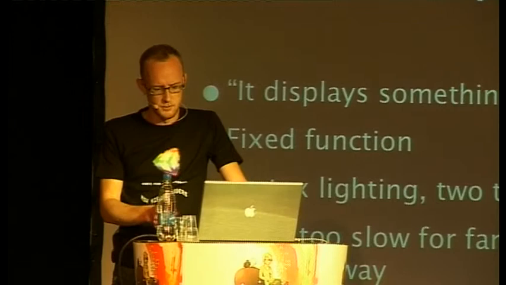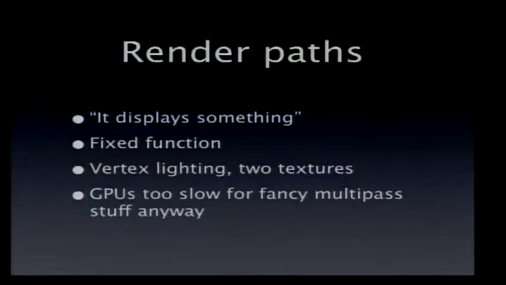So in the end, it probably makes sense to implement 3 different rendering paths in your game. One is it displays something. It's just probably not pretty, but you can actually play the game, which targets really old graphics cards or really slow graphics cards. And it doesn't have shaders. It uses pure fixed function. It doesn't have any fancy effects. It's just it displays something.